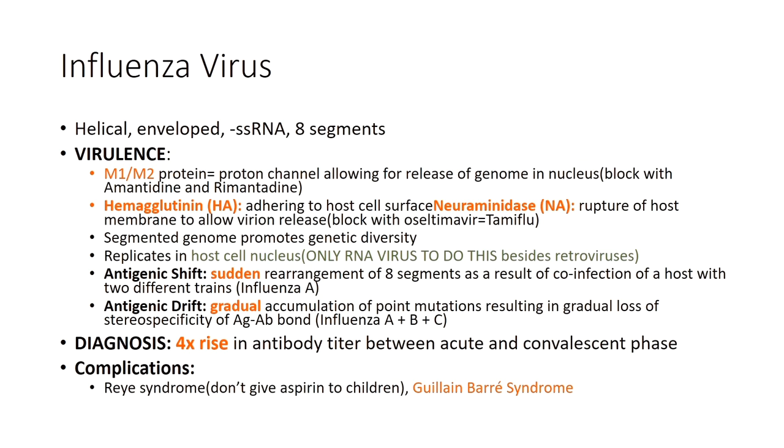H3N5. Now we can have an H1N5, right? Because we just rearrange the different segments that produce different enzymes, and now we have an entirely new virus. So that's a rearrangement of those segments, and that's going to be antigenic shift. It's a rapid change rather than just little point mutations.